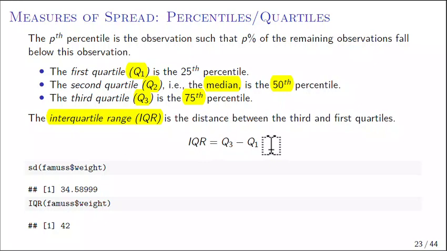Okay. So, yes, we could use individual percentiles, Q1, Q2, Q3, or whatever percentile you could come up with. But IQR is more popular to describe the spread, because you can see here we could use the R command SD for the standard deviation of the weight variable, and also IQR for the IQR of the weight variable.